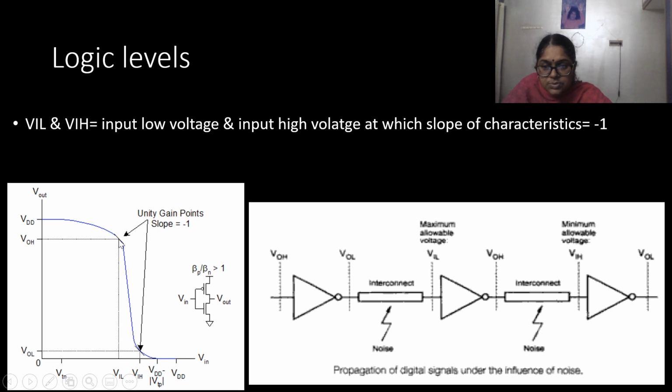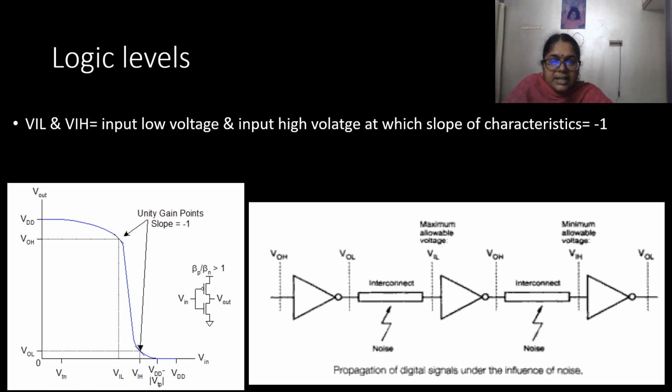slope is equal to -1. So the point at which the slope is equal to -1, you project, and that input voltage is VIL. Similarly, one more point at which the slope is equal to -1, when you project, that is VIH. So at this first point where the slope of the DC characteristics is equal to -1, the input voltage is VIL, output voltage is VOH. And the second point, VIH and VOL.